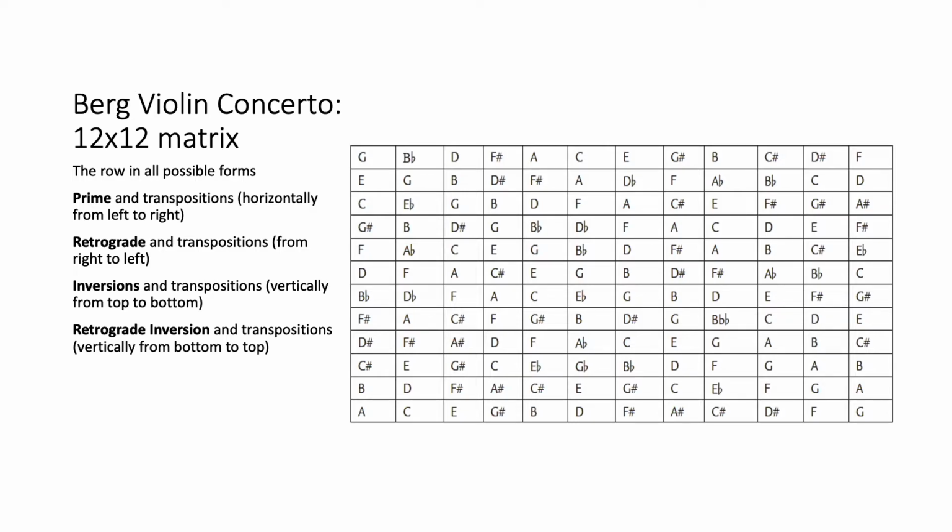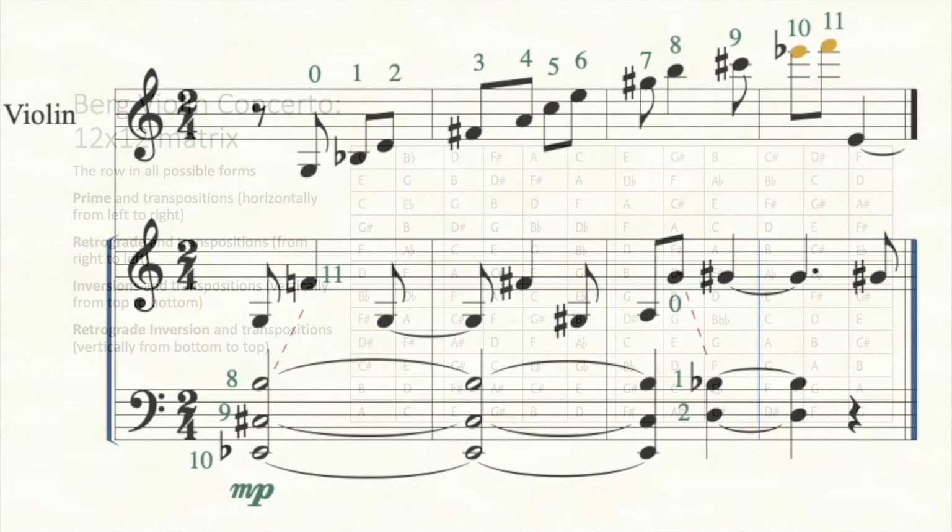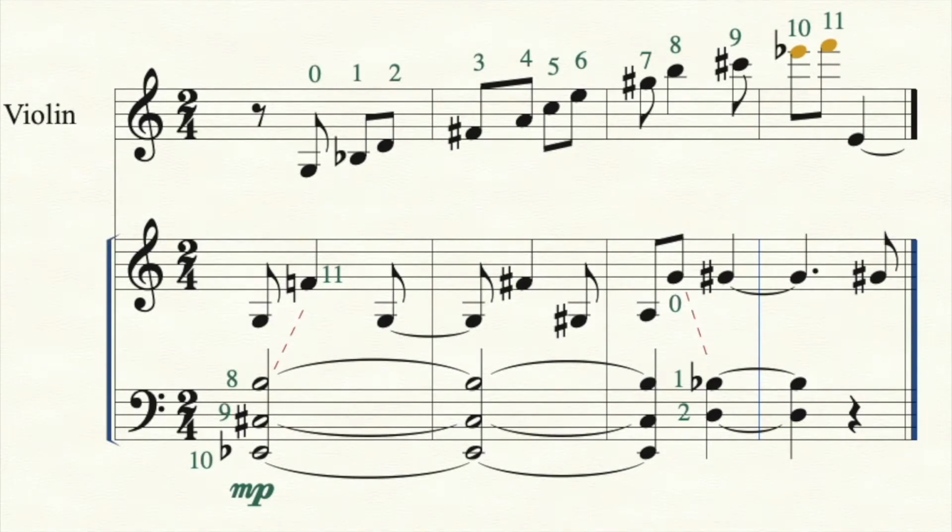Composers sometimes would create what's known as a 12 by 12 matrix, which gives you all of the row forms: the prime and transpositions, the retrograde and transpositions, the inversions and transpositions, and the retrograde inversions and transpositions. Here's a short excerpt from the Berg Violin Concerto, where we hear the row in the violin.